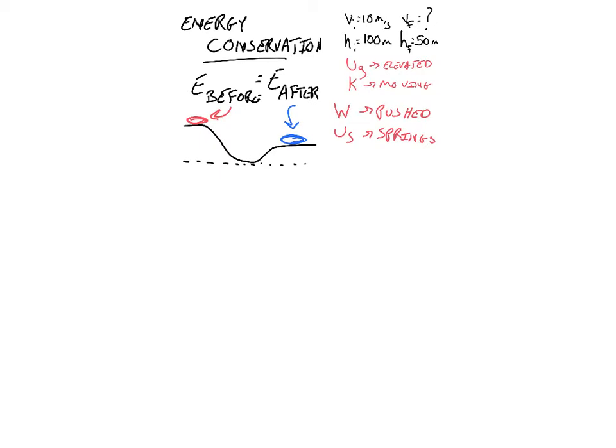So for this problem, we'll ask ourselves the 4 questions. You ask the same 4 questions for before and after. Before, were we elevated? Yes. Then we will write down gravitational potential. Were we moving before? Yes. We said we were going to be moving at 10 meters per second. So we would add in kinetic energy. Were we pushed? We were not pushed.